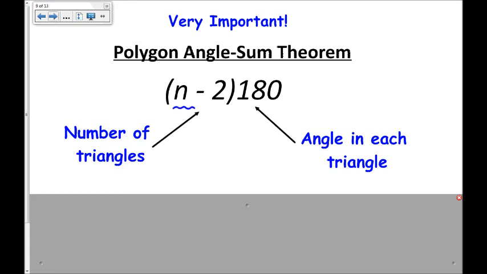n minus 2 is the number of triangles, and that's multiplied times 180 degrees, because that is the angle sum in each of those triangles. So, n minus 2 times 180.